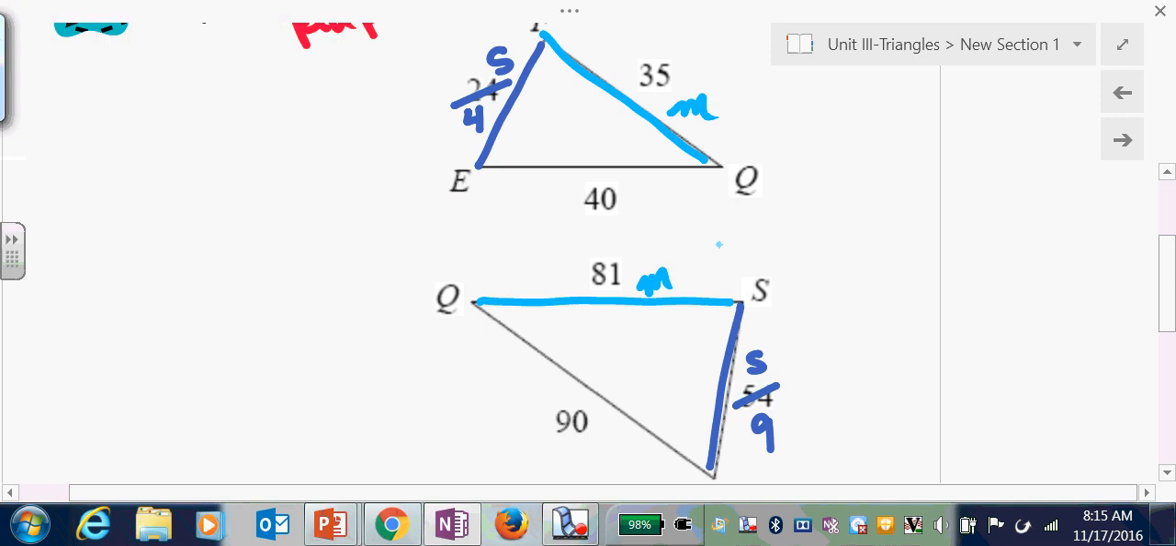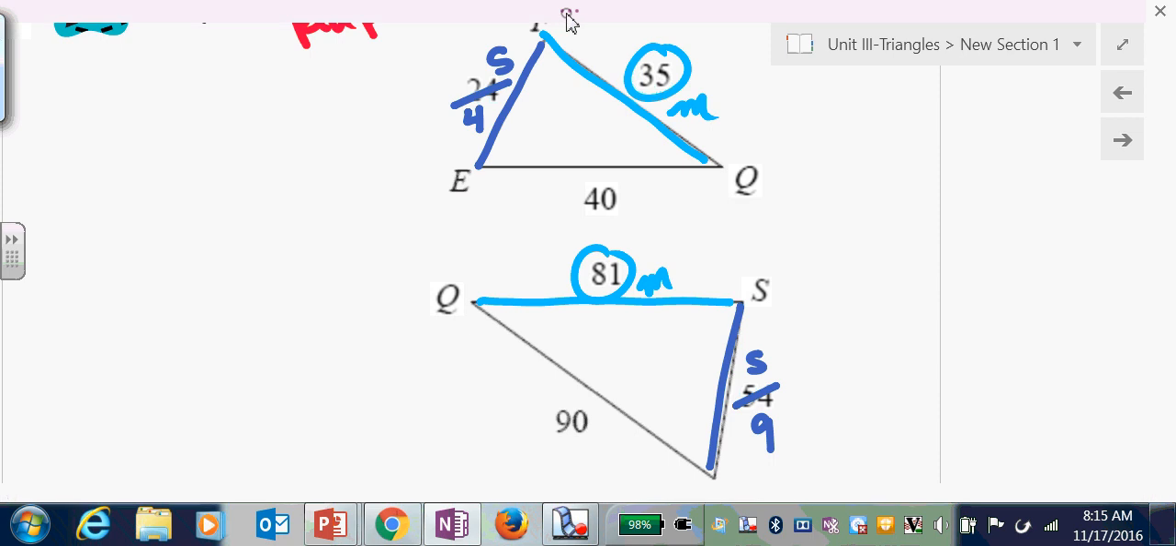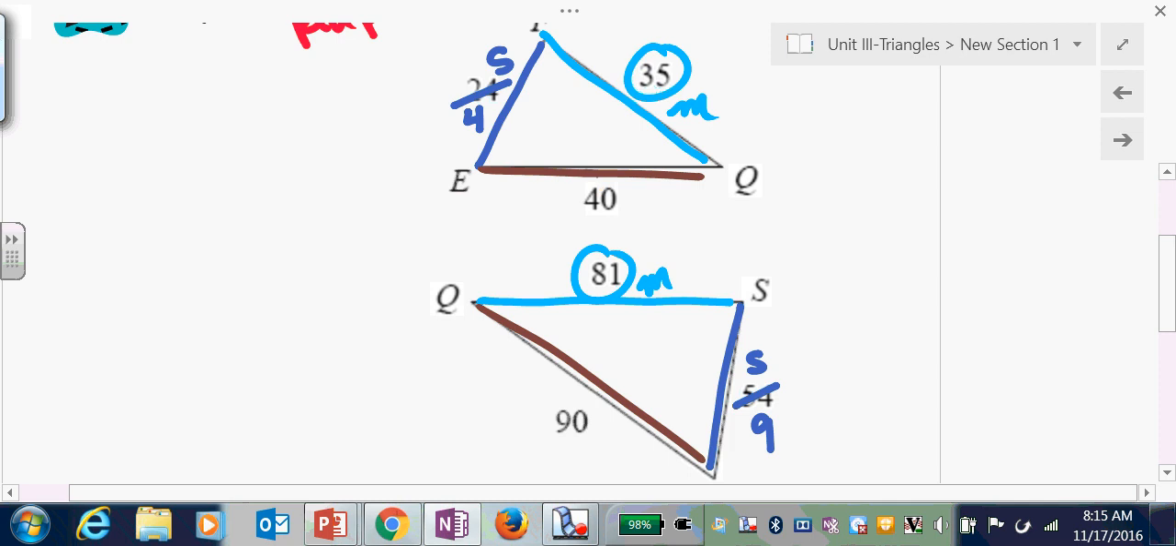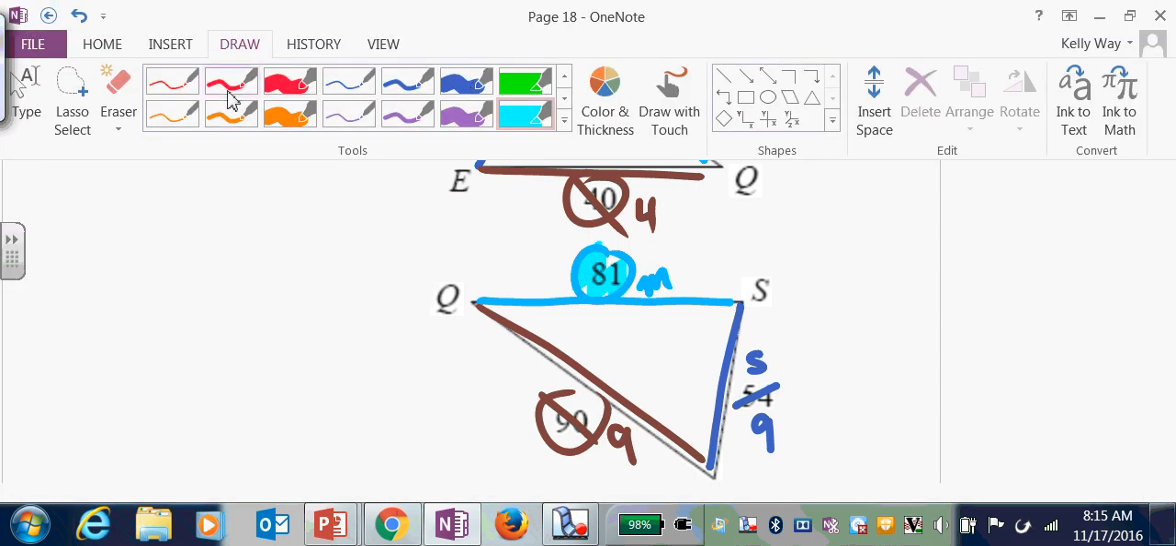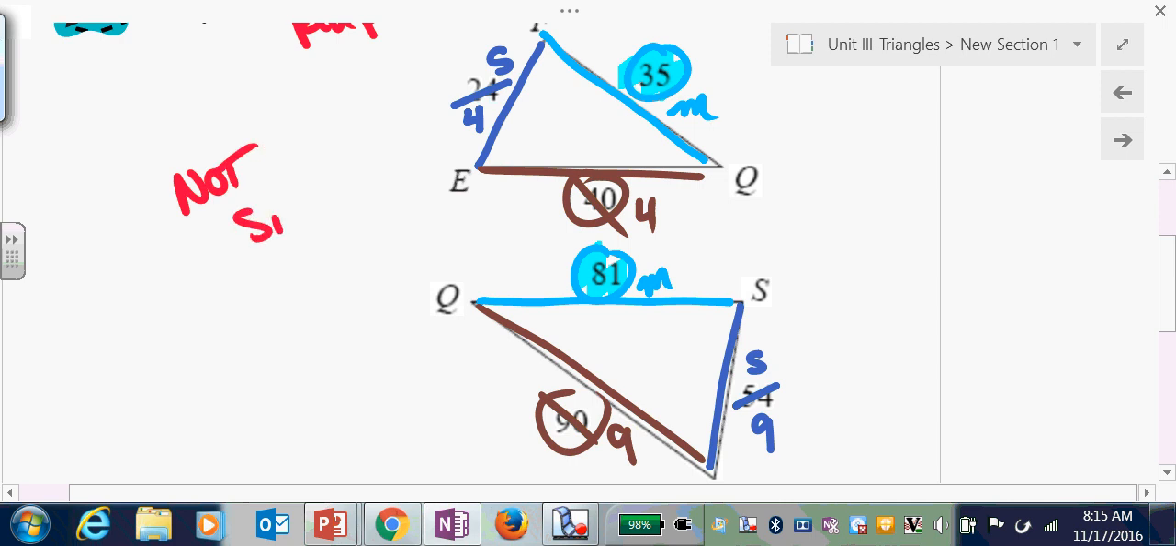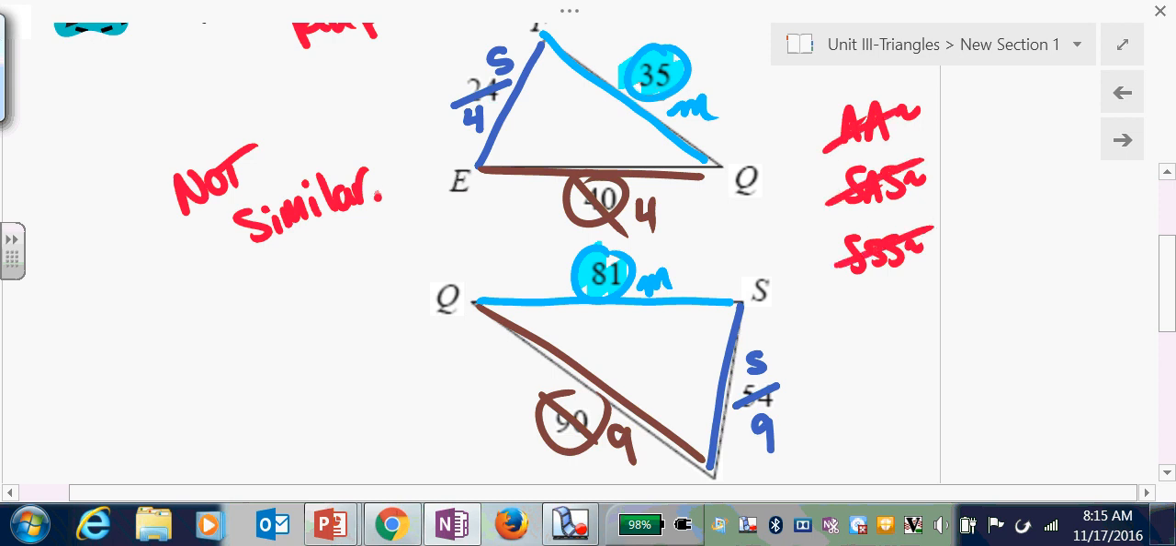Okay, so we take a look here, and you can't really reduce 35 to 81. Let's check this other side here, and 40 to 90, that's long to long, and that does reduce to 4 to 9. However, because this one side does not reduce, these triangles are not similar, which is a possibility. If you don't have angle-angle similarity, side-angle-side similarity, or side-side-side similarity, that is one of your choices. If it doesn't work for any one of those, then they are not similar.